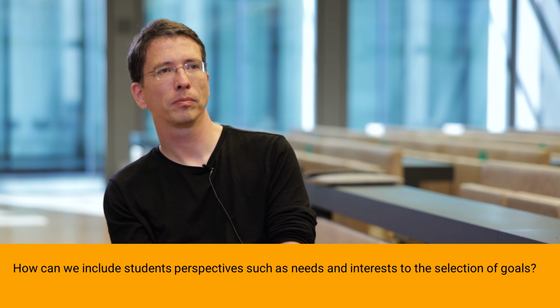So it might be a different social goal for a student with challenging behavior than for a rather quiet student who is rather not speaking to others. How can we include students' perspectives such as needs and interests into the selection of goals?